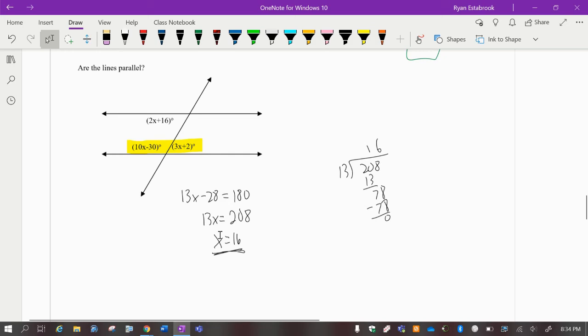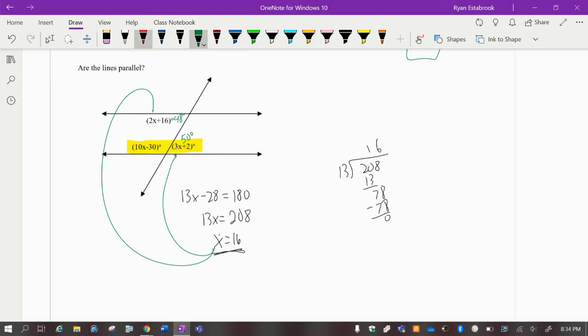Now here's our next step. Since x equals 16, let's plug it in. 3 times 16 is 48. 48 plus 2 makes this angle 50 degrees. I'll go up to the top and plug 16 in for this angle. 2 times 16 is 32. 32 plus 16 is 48 degrees for this angle.